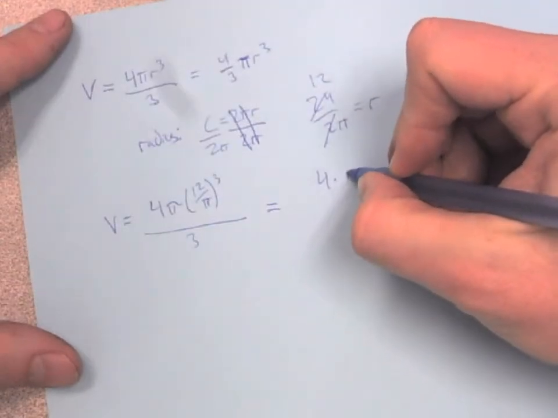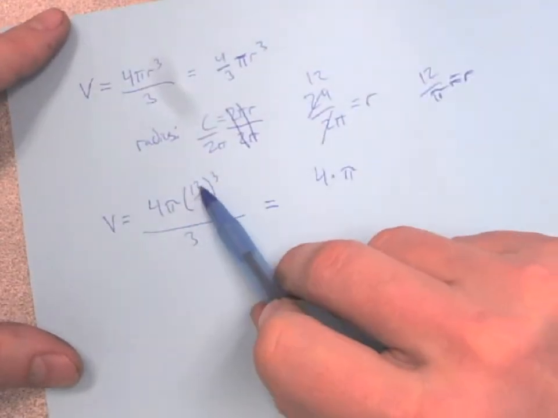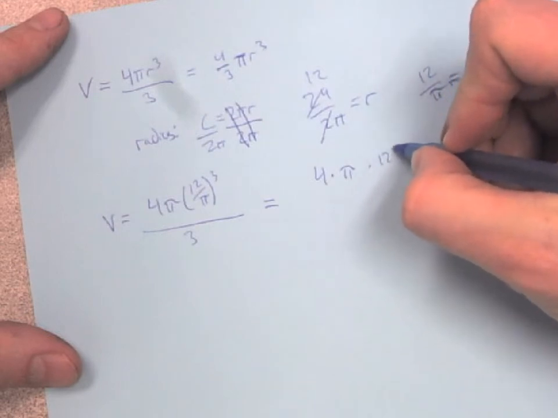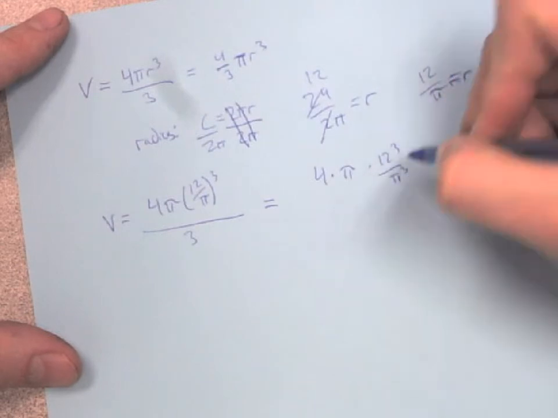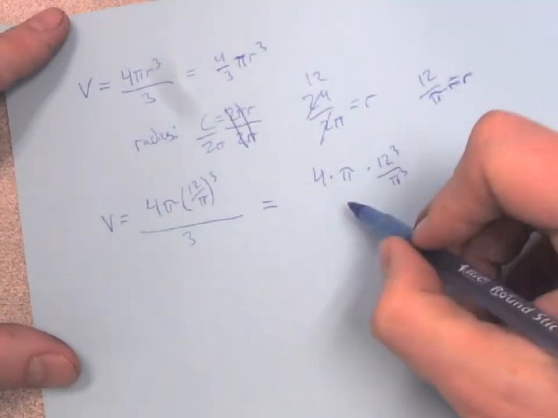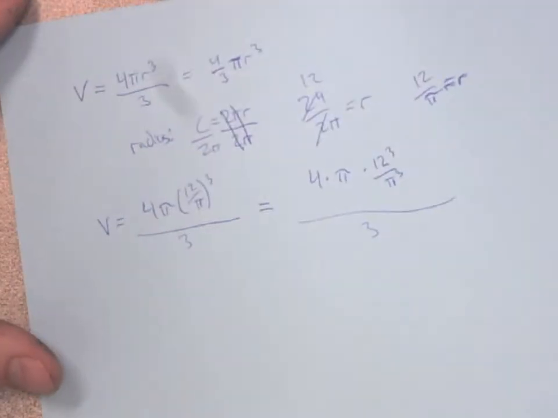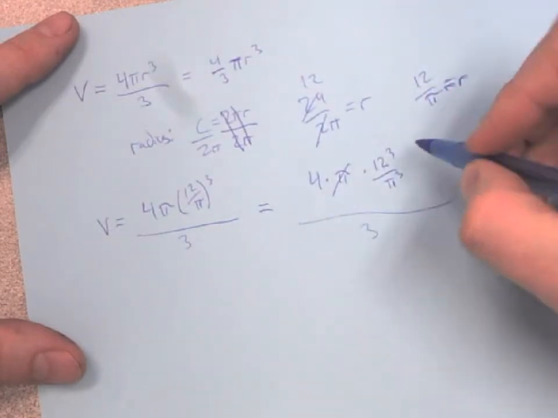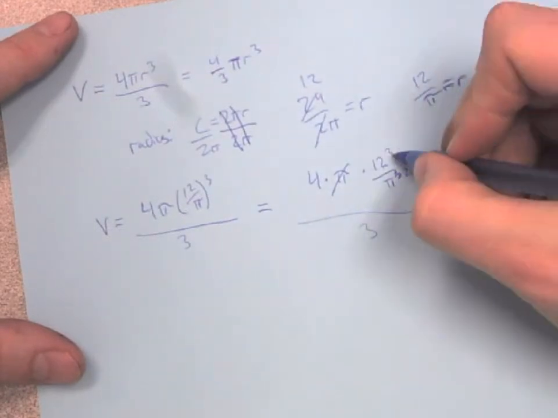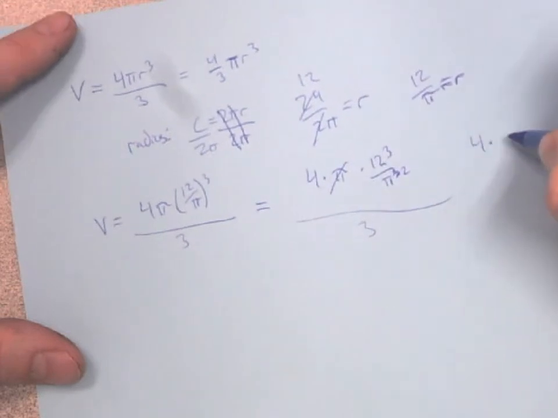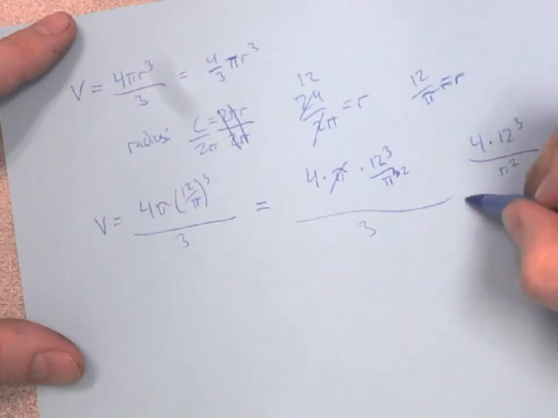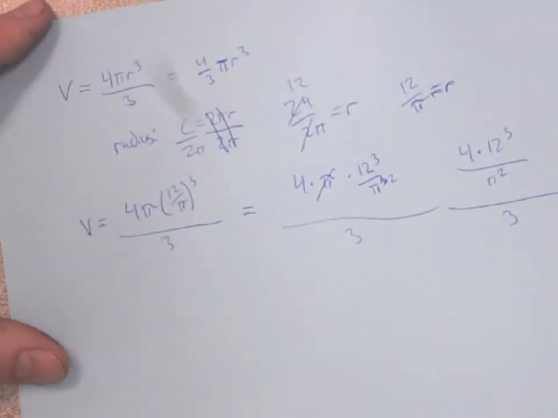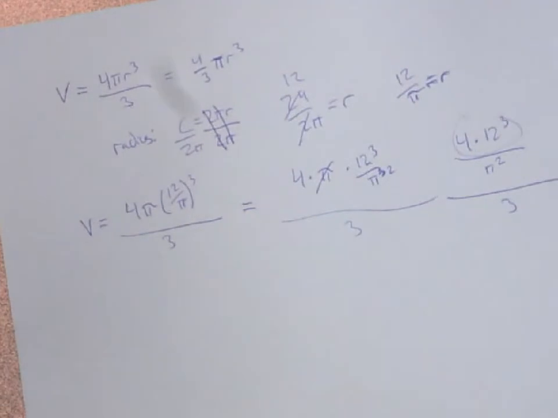So I got 4 times pi, and then this guy is going to turn into 12 to the third over pi to the third, using that power of a quotient property. And that's all over 3. Now notice that this pi is going to cancel with one of the pi's down here. There's 3 of them, and now I have pi squared. So I have 4 times 12 to the third over pi squared, all over 3. Let's figure out what this piece is. 4 times 12 to the third, that's going to be a pretty big number.